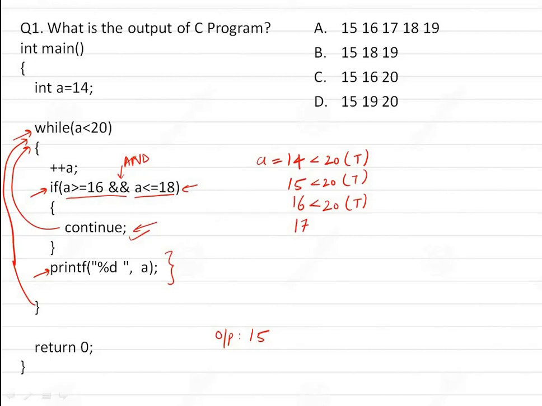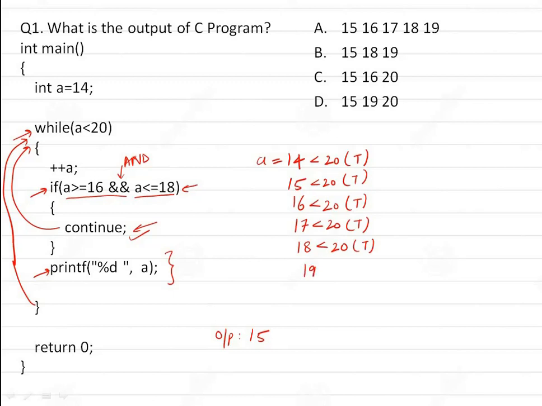Again we go back and check whether 17 is less than 20. Yes, this is true. Then ++a, so a becomes 18. Again we check if 18 lies in this range. Yes, 18 lies within this range, so the continue statement will be executed. Again we go back and check the condition 18 less than 20. Yes, this is true. We enter the loop, ++a, so a becomes 19.